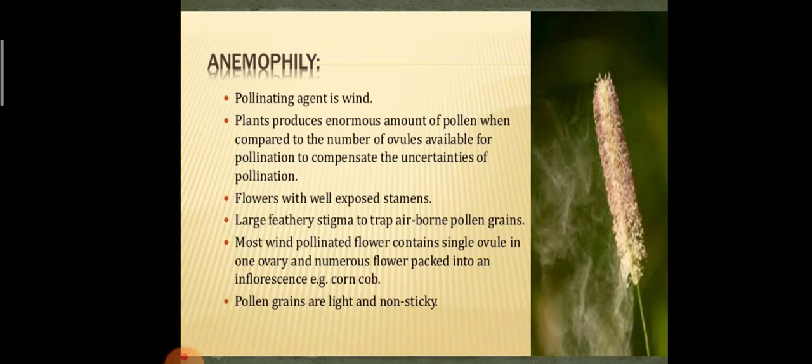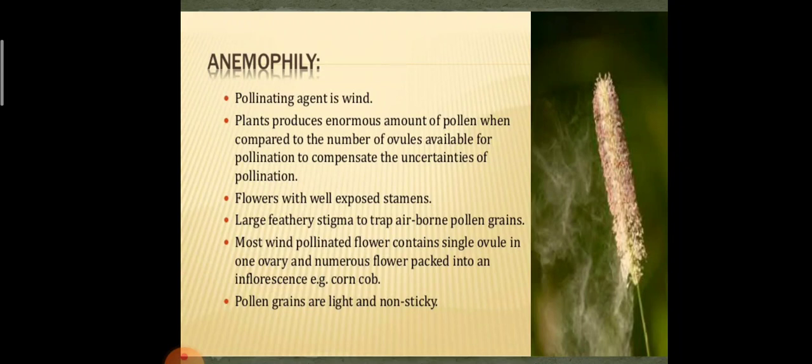Flowers are small and non-colored. It means you can observe white color flowers most commonly present in anemophily. The flower produces a large number of pollen grains, because loss may occur. Because of that, many pollen grains are produced, like in Cannabis, maize, or the tassel of maize, which produces 25 million pollen grains. So lots of pollen grains are produced in anemophily.